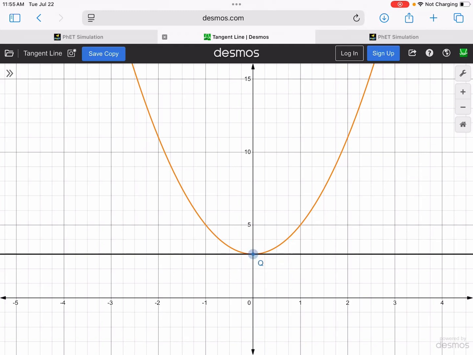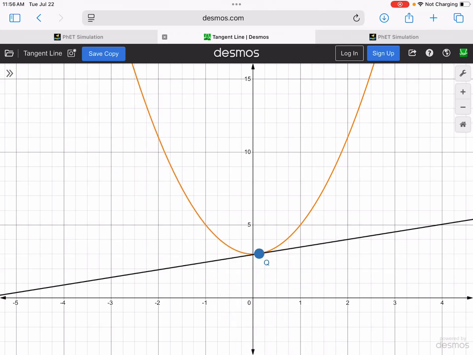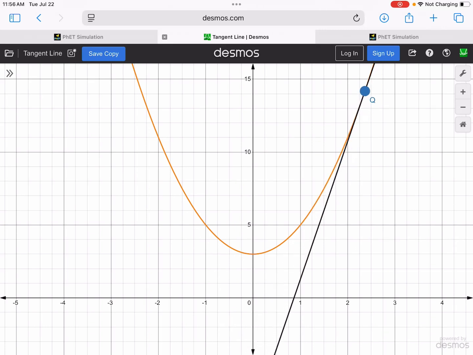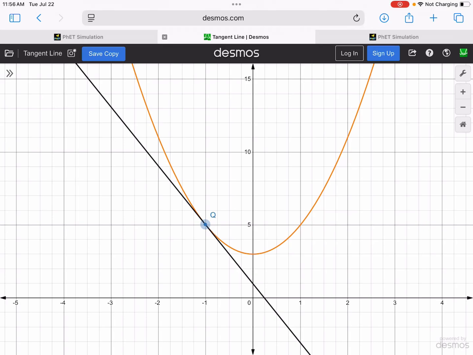If I can get it in the right spot, okay? So again, to the left of that, the slope is different. To the right of it, the slope is different. But right at that location, the slope is about 0, right? It's about a flat line. That's what a tangent does. It's a line that touches our curve at one point, okay, and then continues on. It just comes in, kisses the graph, and then moves on forever.